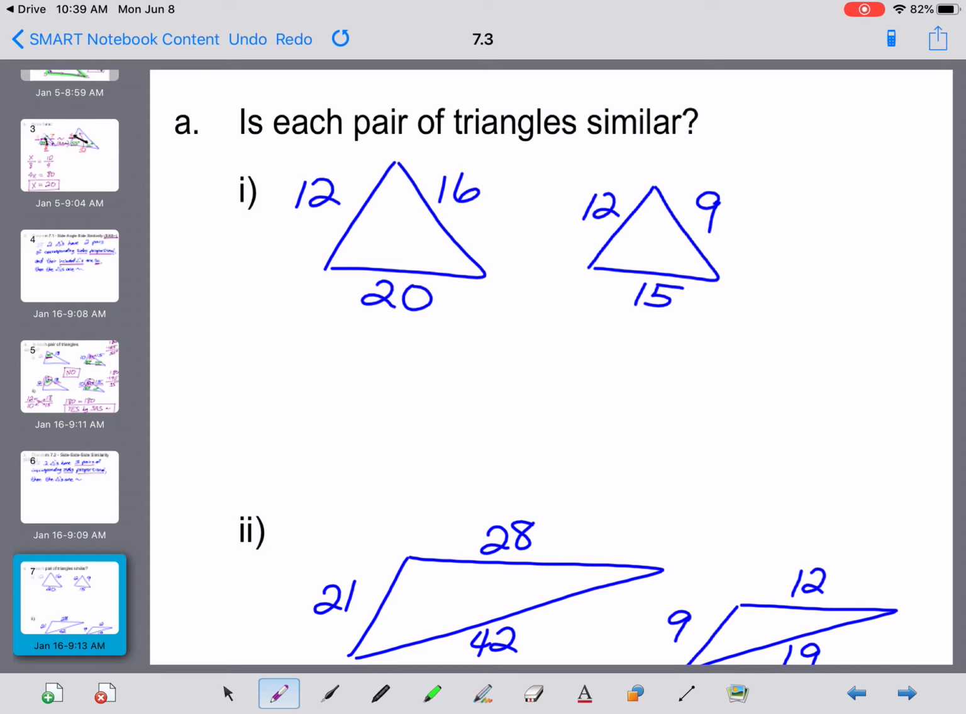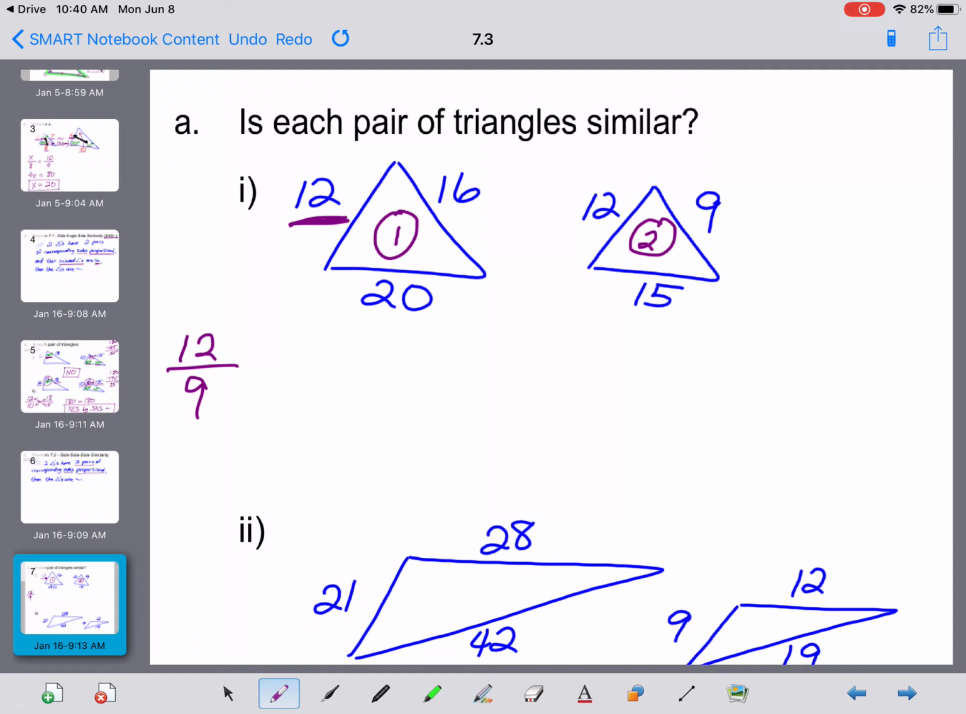I like to go smallest to largest. So as I look at this first triangle, I'll call this triangle number 1, the smallest side in that triangle is 12. Now I'm going to go over here and look at triangle number 2, and don't just say 12 has to go with 12 because they're both in the top left-hand position. All right, what we need to do instead is say, 12 was the shortest side in the first triangle. Now I need to look for the shortest side in the second triangle, which is 9.